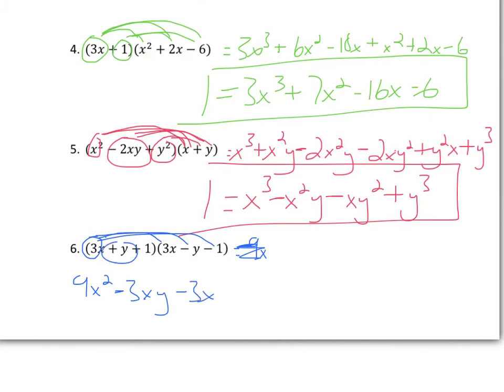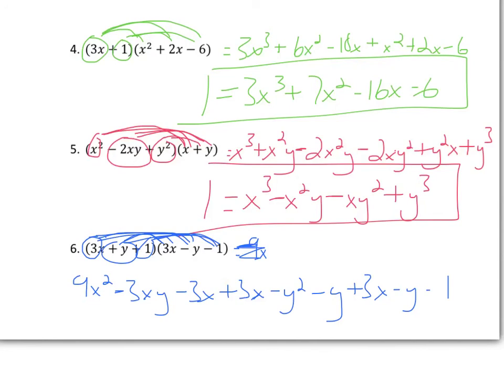Okay, then the same thing with the y. So plus 3x, not plus, I apologize. Should be a minus. Minus y squared minus y. And the same thing with the 1. The 1 will have a 3x minus y minus 1.